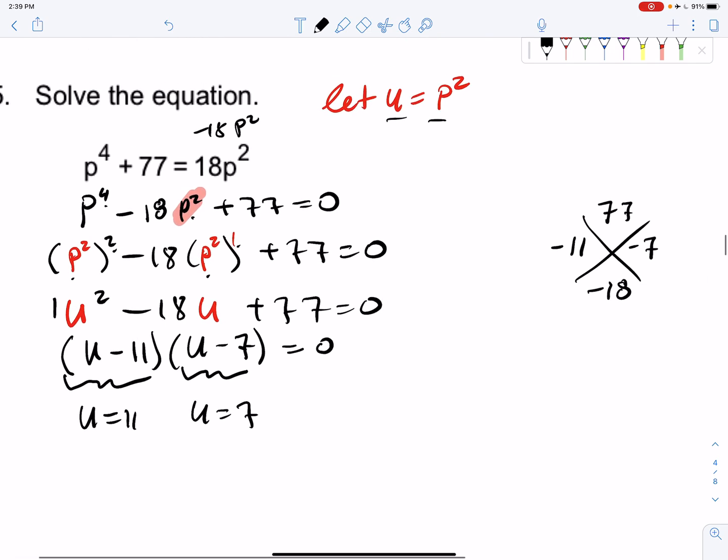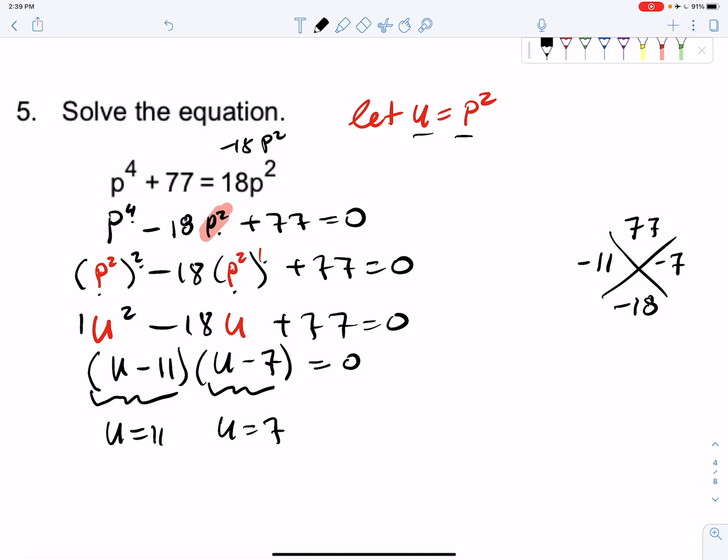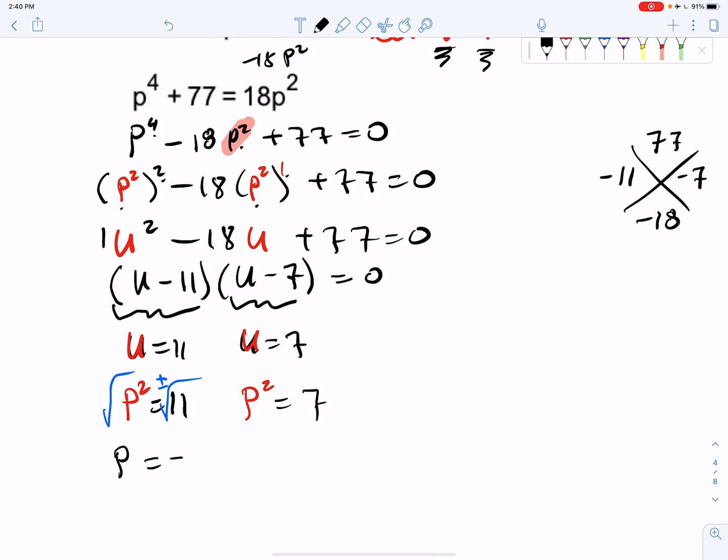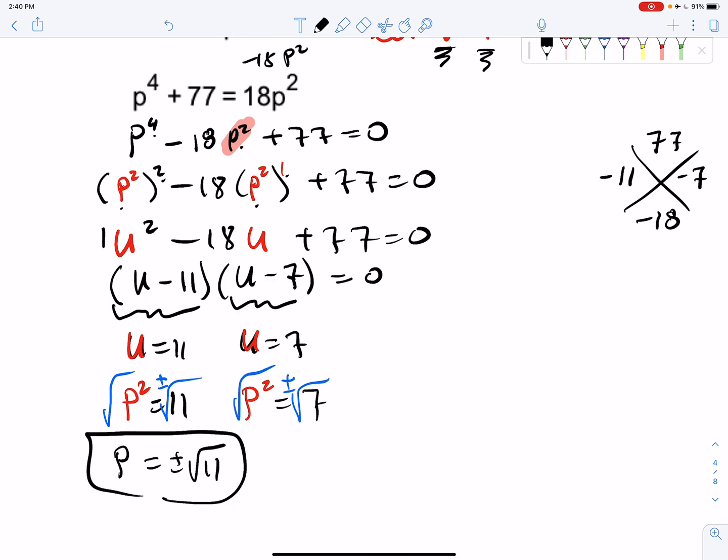I didn't want to solve for u, I wanted to solve for p, so I need to make sure that I replace my u's now with p squared. I substitute it back. Now that I've got the problem under control, I replace u with p squared. So now I've got p squared equals 11 and p squared equals 7. How do I solve that? Well, I square root both sides, never forgetting plus or minus. And now I got p equals plus or minus the square root of 11. And I've got, once again, square root both sides, never forgetting plus or minus. And I've got p equals plus or minus square root of 7.